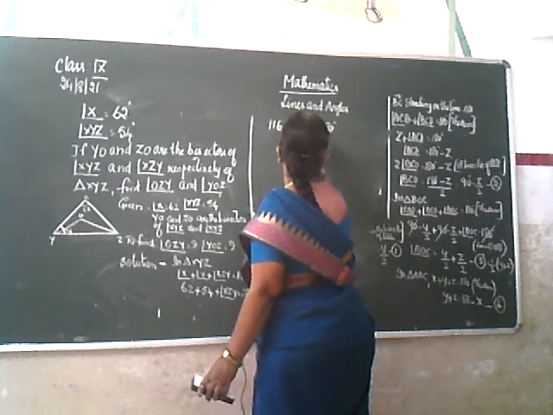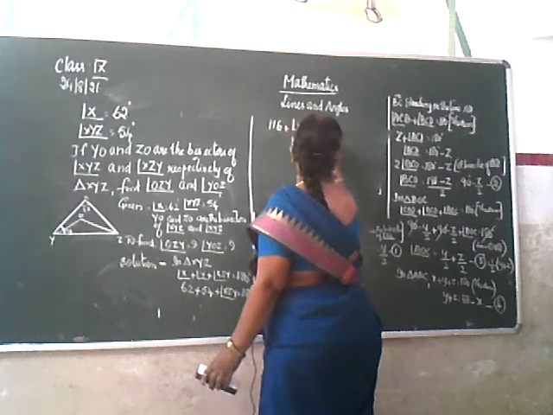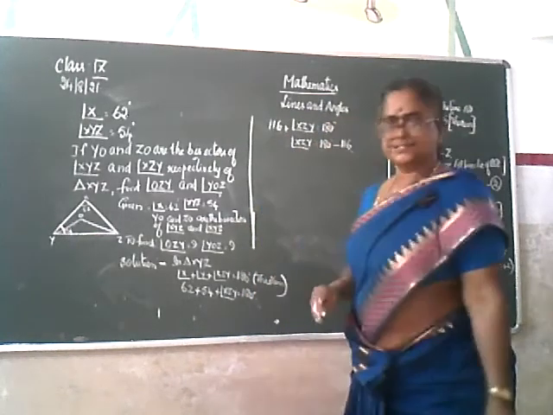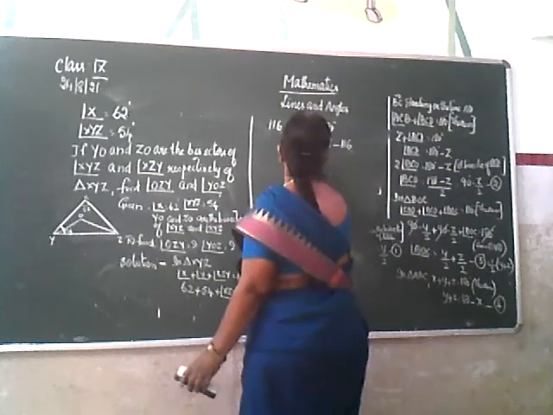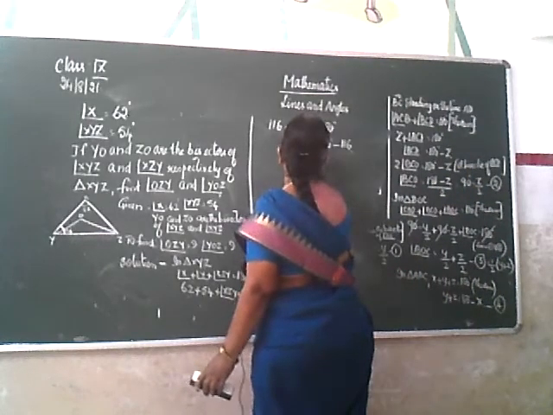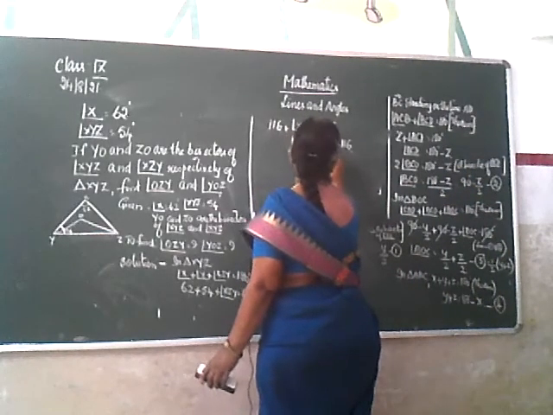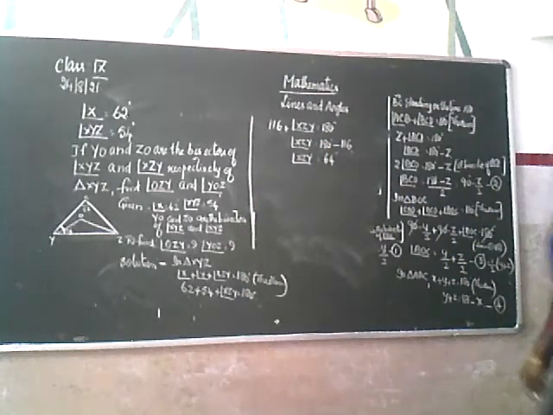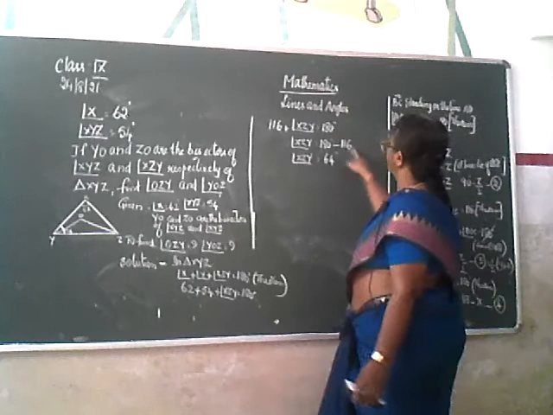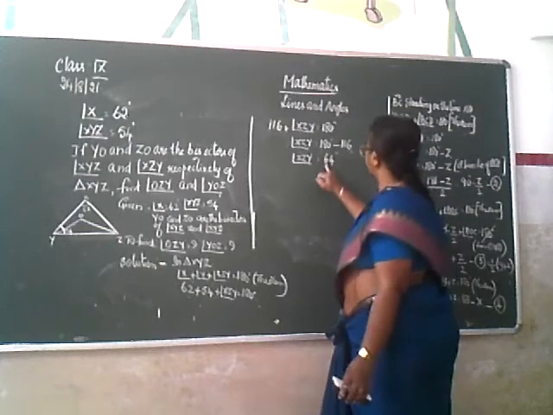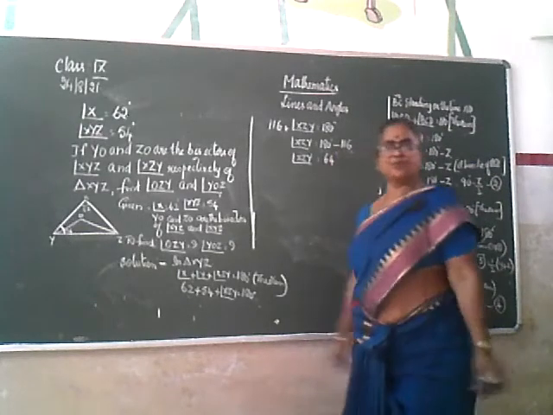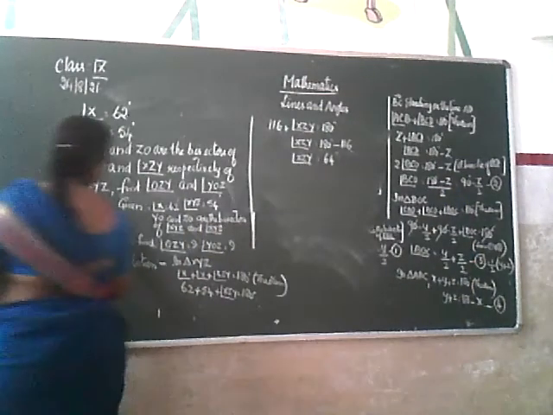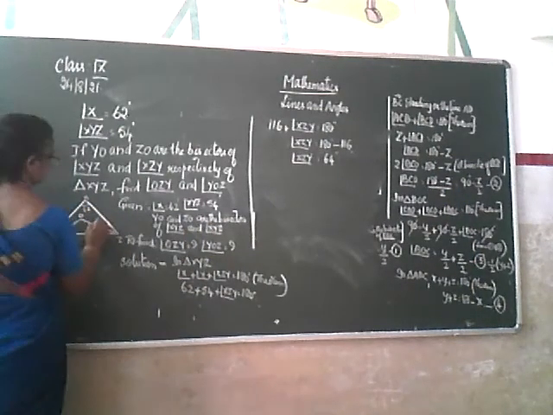Transpose 116 to the other side. So it will become minus 116. So XZY is equal to 64. Isn't it? 6 plus 4 is 10, 1 carry, 6 plus 1 is 7, 7 plus 1 is 8. So now you got this whole angle is 64.